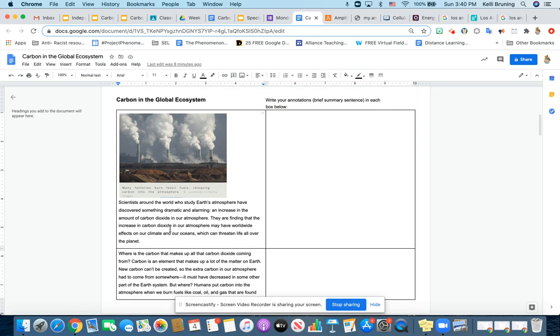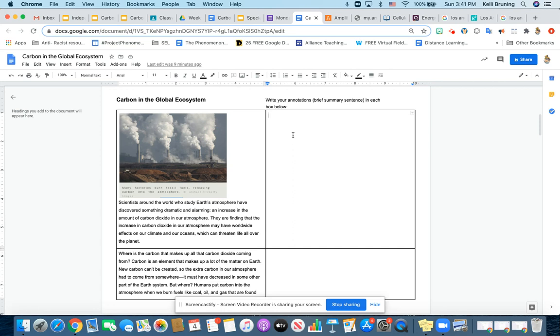So our first paragraph here is, scientists around the world who study Earth's atmosphere have discovered something dramatic and alarming, an increase in the amount of carbon dioxide in our atmosphere. They are finding that the increase in carbon dioxide in our atmosphere may have worldwide effects on our climate and our oceans, which can threaten life all over the planet. So now what you're going to want to do is annotate or briefly summarize the main point of this paragraph.